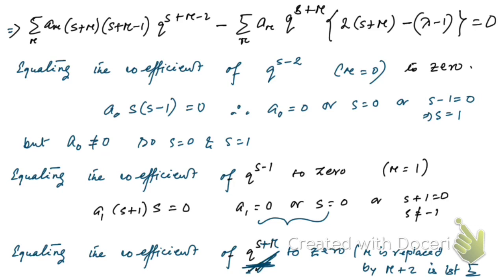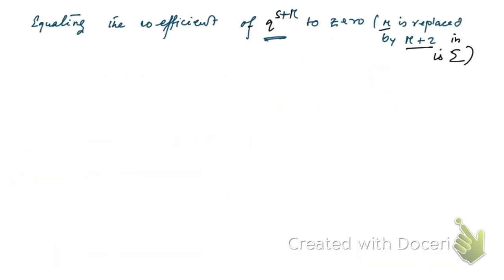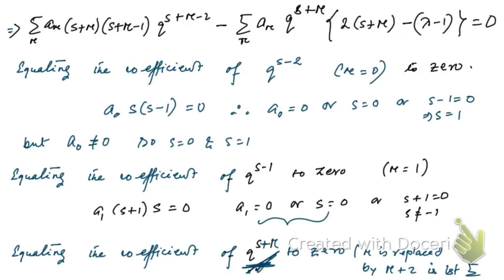Now here you see, here what we have got, if we equate this with 0, then we can write the coefficient of s plus r after replacing r by r plus 2 from the first summation. Here this r is going to be r plus 2, right? And this r is going to be r plus 2, a r plus 2. Here we're going to write a r plus 2, and this term is going to be s plus r plus 2, and this term, if you put r plus 2 here, is going to be s plus r plus 1. That's what we're going to have, okay?